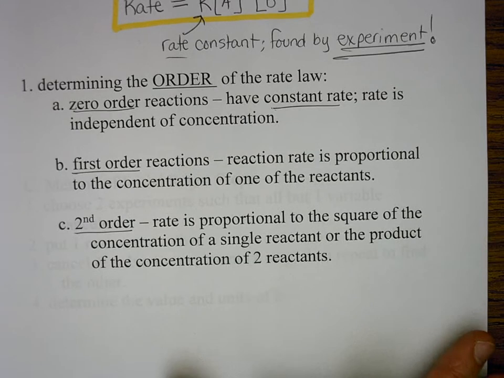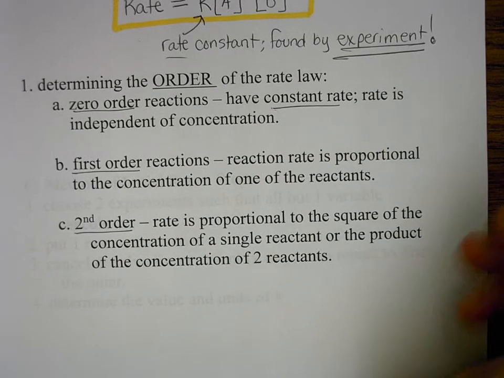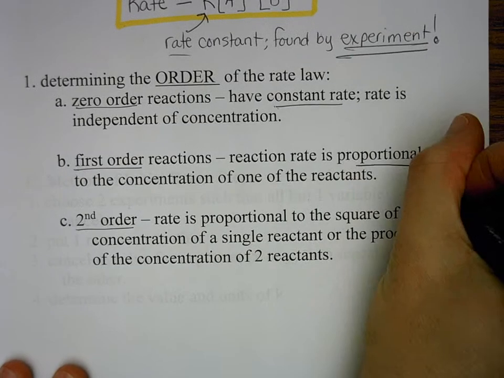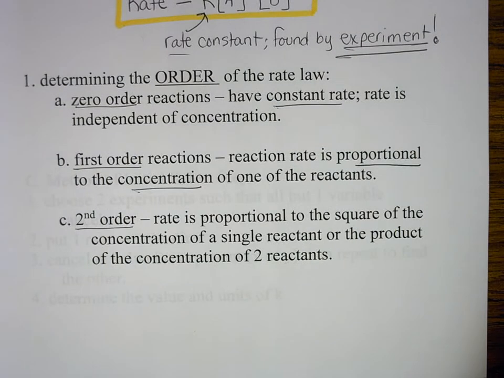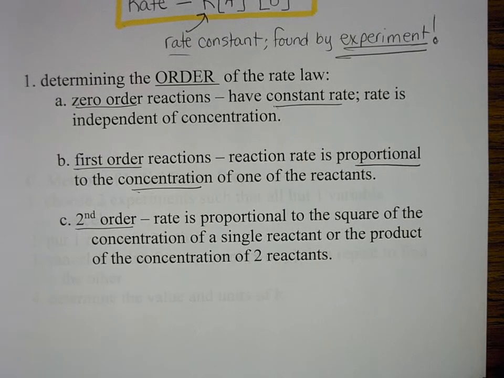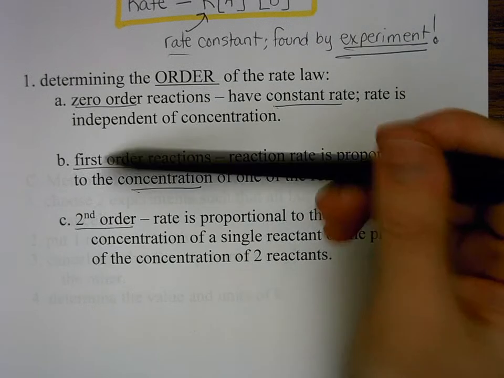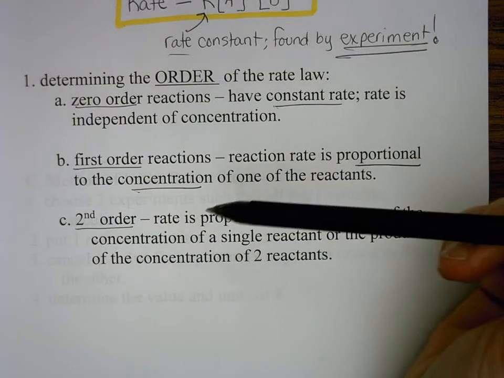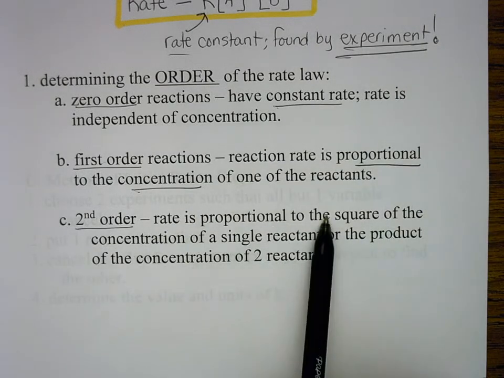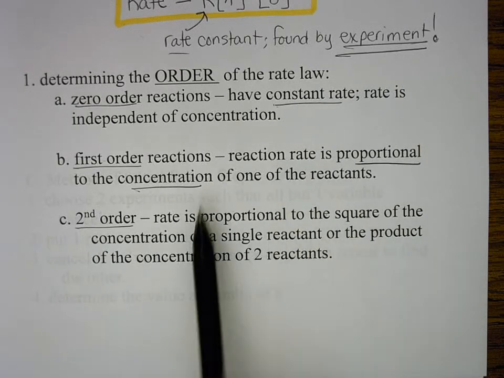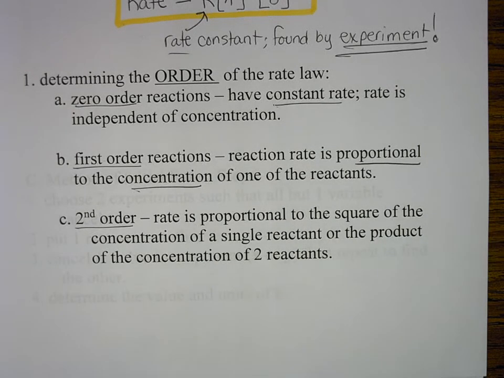A first order reaction is when the rate of the reaction is proportional to the concentration of one of the reactants only. So maybe if you change the concentration of A, then the rate of the reaction will change. And so that would be first order. Second order, there's a couple different options. You can have the rate being proportional to the square of the concentration, which is kind of weird, or proportional to the concentration of both reactants, A and B.